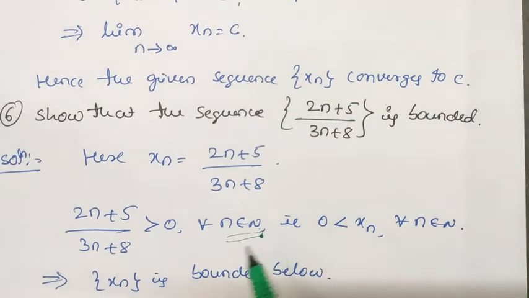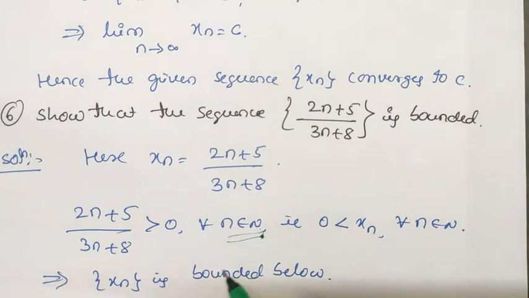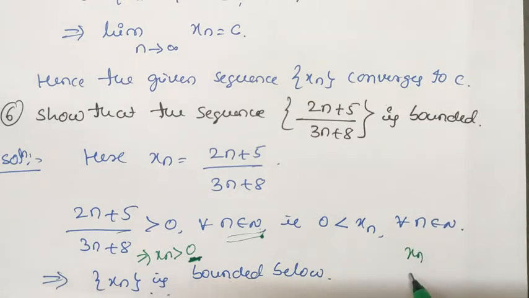That is, xn is greater than 0, or 0 less than xn. So what does this imply here? All the values of xn are greater than 0, which means it has a lower bound. So the sequence xn is bounded below. What is in this? What is the value of all xn? Greater than 0. This means here it is bounded below. We know the lower limit.